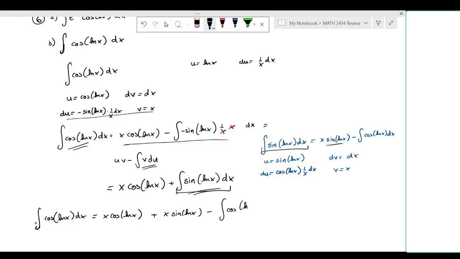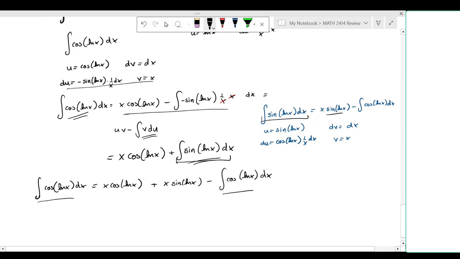That's what makes us cyclic, right? We started with our integral and, using integration by parts twice, we came up with our integral again, but now we can solve for it as if it were an unknown in an algebraic equation. Minus that same integral, so we can just add the integral to both sides.